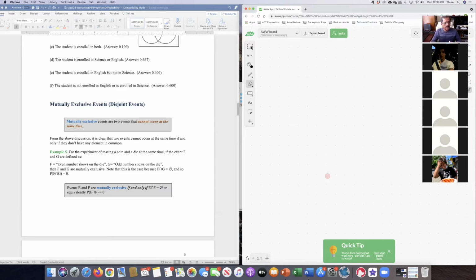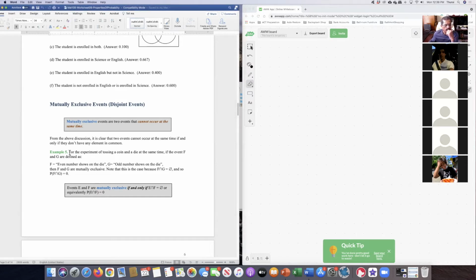So let me define the mutually exclusive event in a slightly different way. It is, in fact, the same as disjoint sets, and you will see that in a minute. So mutually exclusive events are two events that cannot occur at the same time. Two events that cannot occur at the same time. Okay, so let's look at an example.